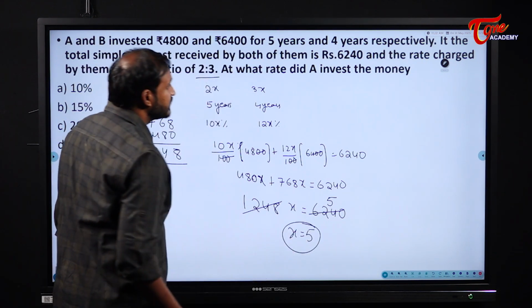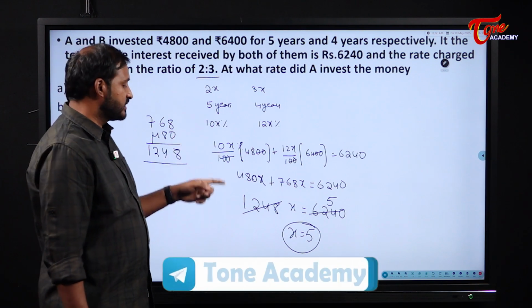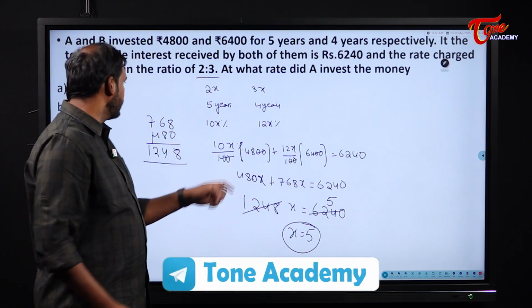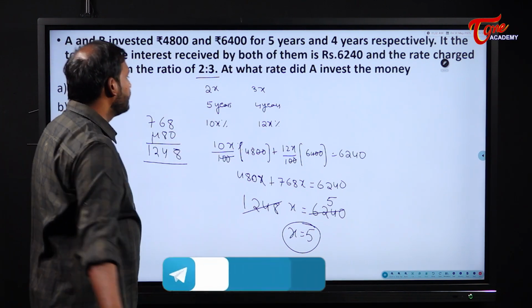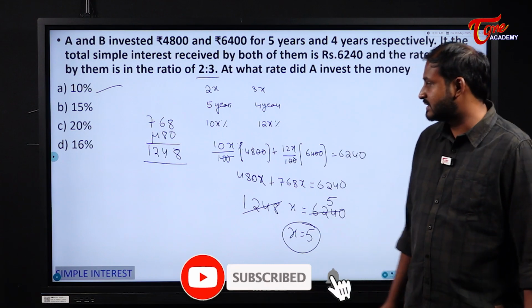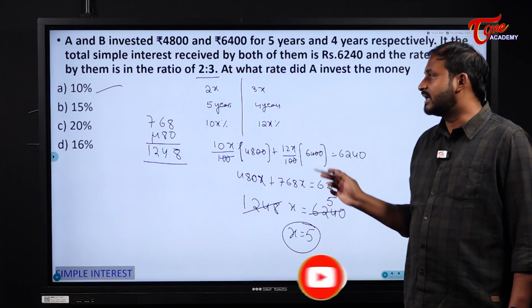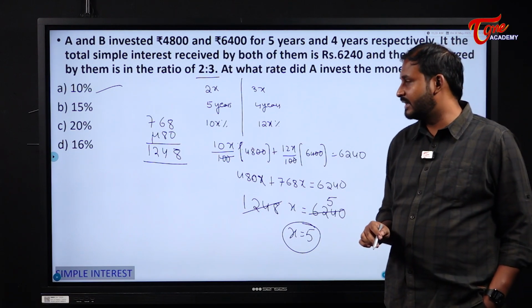But what did they ask us? A invested at what rate of interest? 2x. So 2 into 5, what does it become? 10%. 10% will be our answer in this case. See here students, the amounts are different. That is the reason please be careful while calculating it.